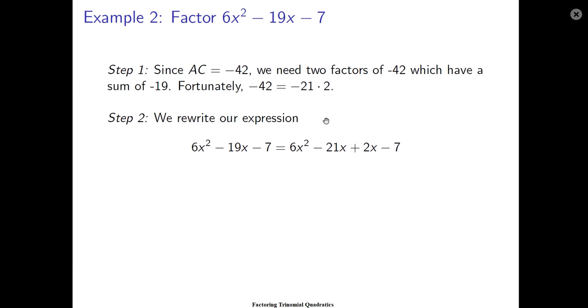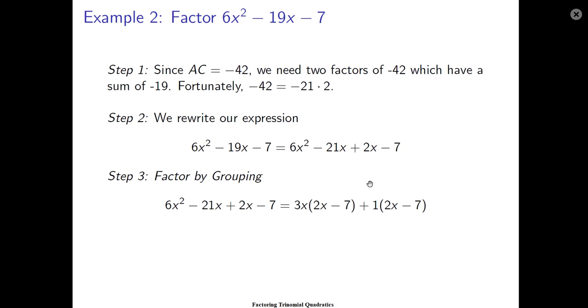So we'll rewrite our expression using those two factors. So we found factors of AC which have a sum of negative 19. So we'll rewrite our expression. Negative 19x is the sum, negative 21x plus 2x. Once I have rewritten the expression, I now have 4 terms. I'm able to factor by grouping. So for every 2 terms, I'll factor out the greatest common factor. 6x squared and 21x, they both have a 3x in common. So I've pulled the 3x out front. This leaves me with 2x from the first term and a negative 7 from the second.